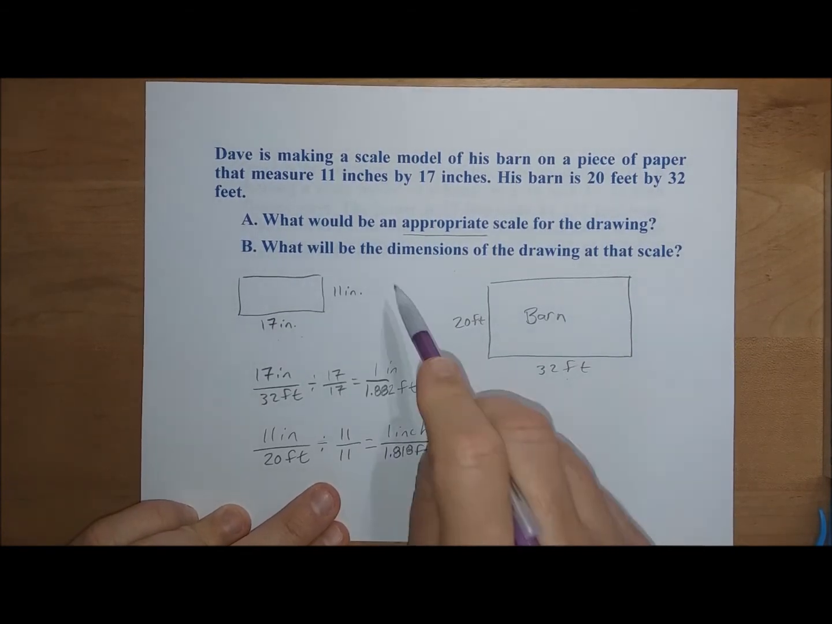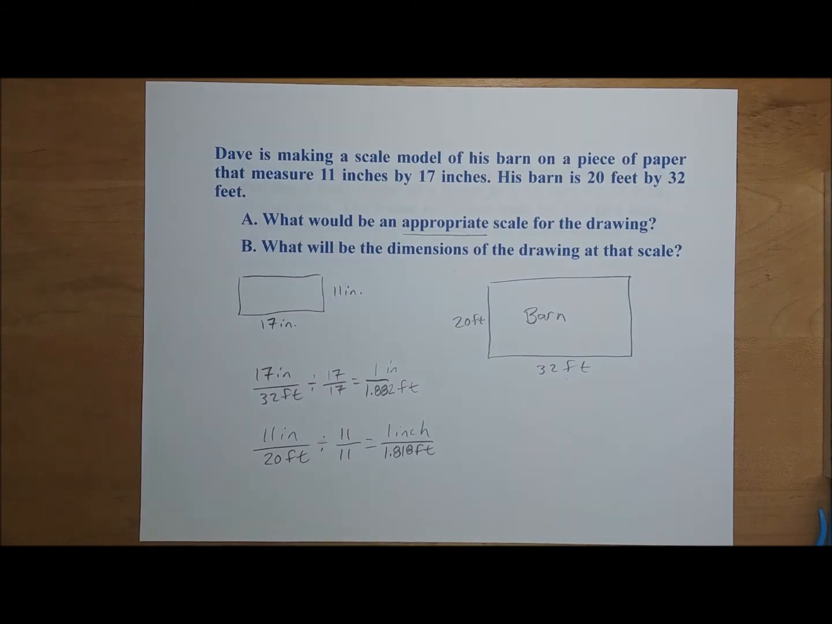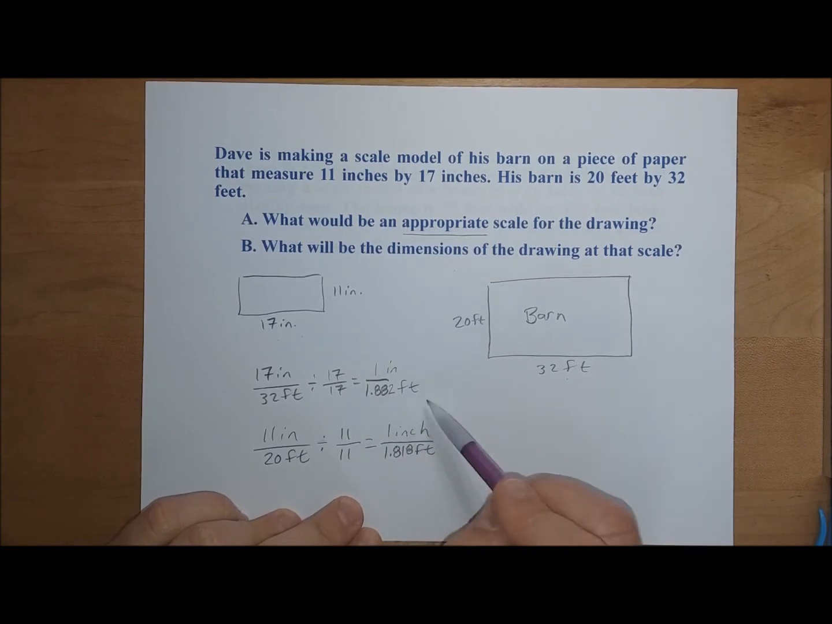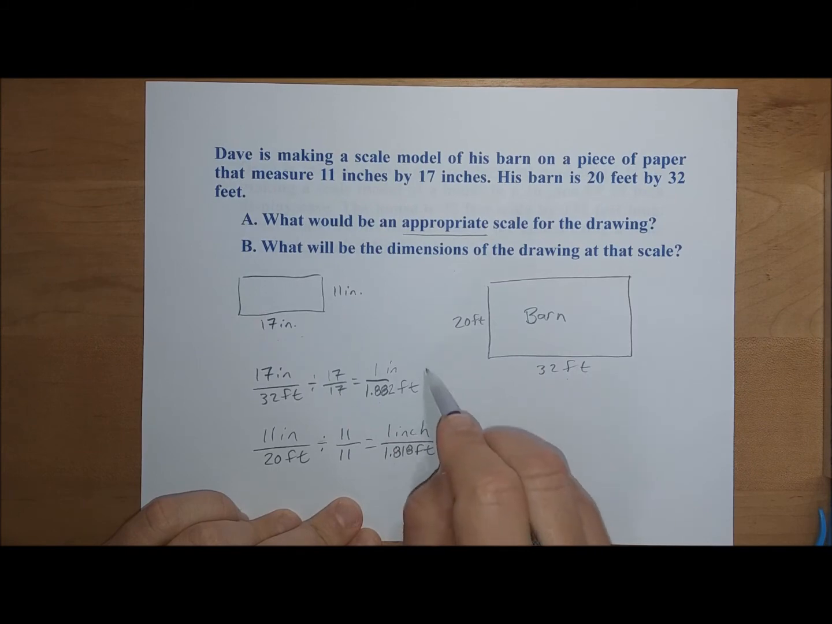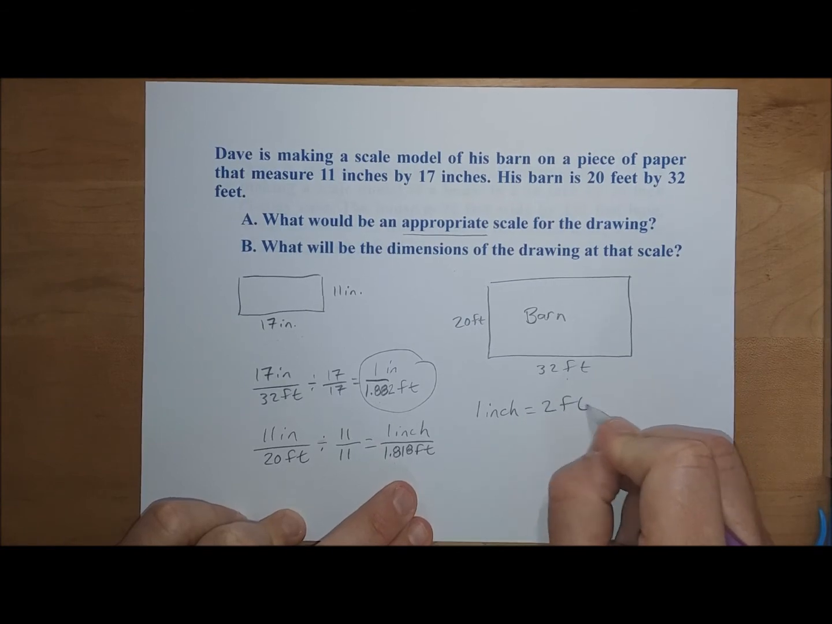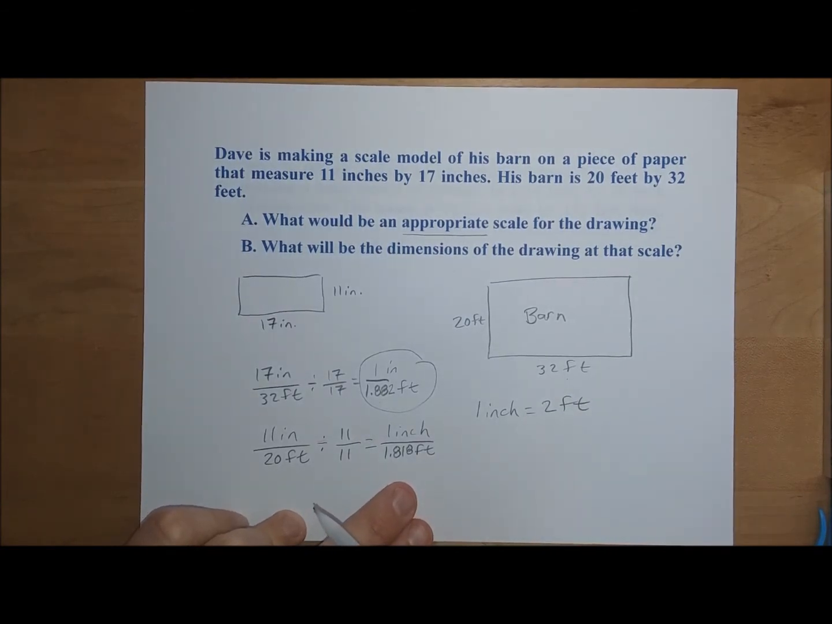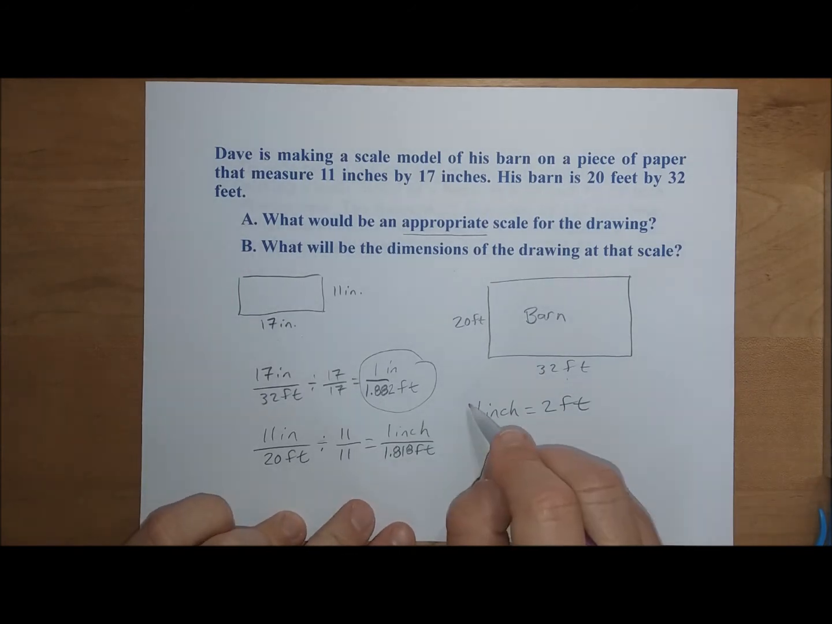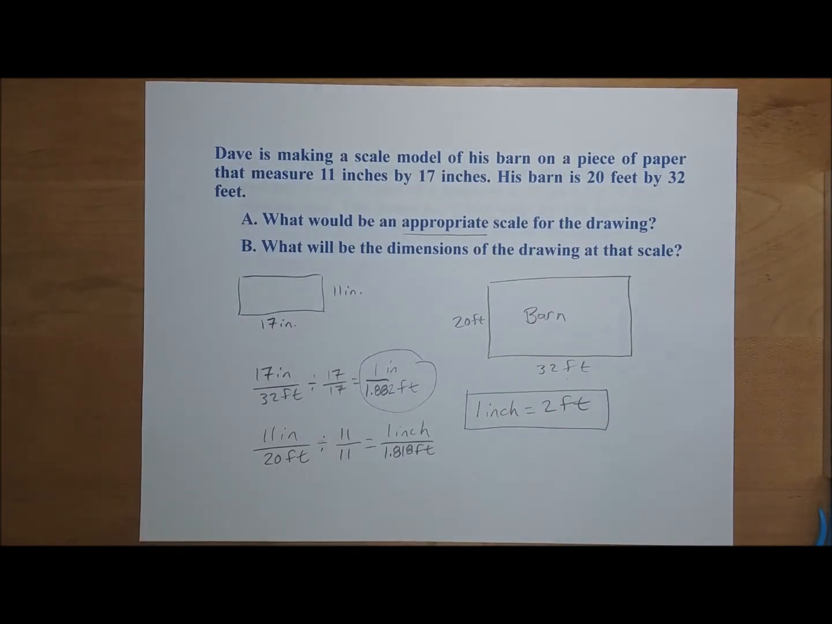Now, the question said, what would be an appropriate scale for the drawing? If I used this scale, I would actually run out of room trying to draw this dimension on the paper. So I could use this scale, but is that a good scale, or could I choose something more convenient? If you really want to work with some easy numbers, you might want to say, let's make it 1 inch equals 2 feet. And that'll make all of your work really, really easy. If we did use this scale, 1 inch to 2 feet, what would the dimensions of the barn be when we put it on the paper?